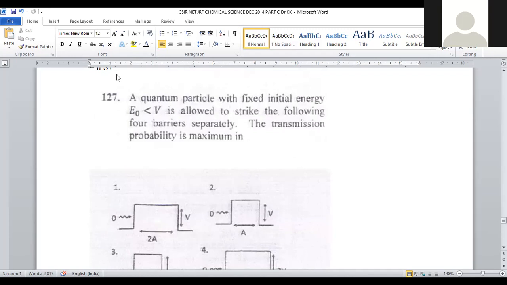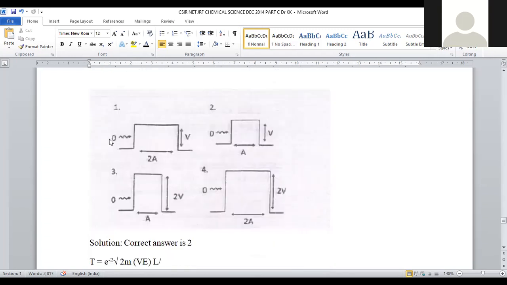The quantum particle with the fixed initial energy E naught is allowed to strike the following 4 barriers separately. The transmission probability is maximum in, right? So we are taking 4 different barriers. Into these 4 different barriers, we are able to pass the particle. Quantum particle is allowed to move through these barriers. So when the particle is moving through these barriers, where the transmission probability will be higher, that is to be predicted.